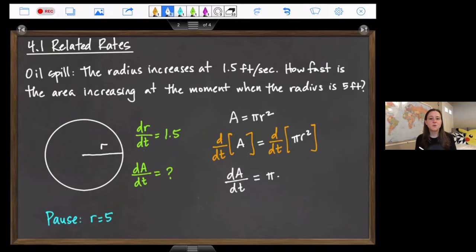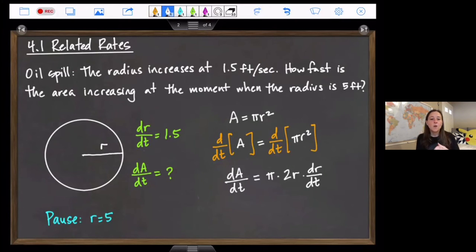And then we're going to take the derivative of r squared, remembering that we need the chain rule. r is a function of t. The square is the outside function. So we take the derivative of the outside function, leaving the inside function alone. Then we multiply by the derivative of the inside function, which we would normally say r prime, but I'm going to use dr dt. All right, so this gives us an equation that relates the rate of change of the area to the rate of change of the radius.